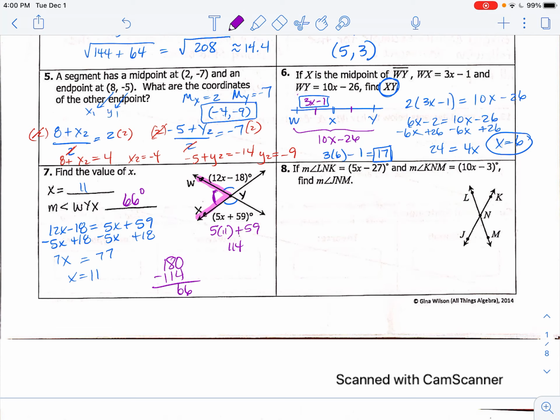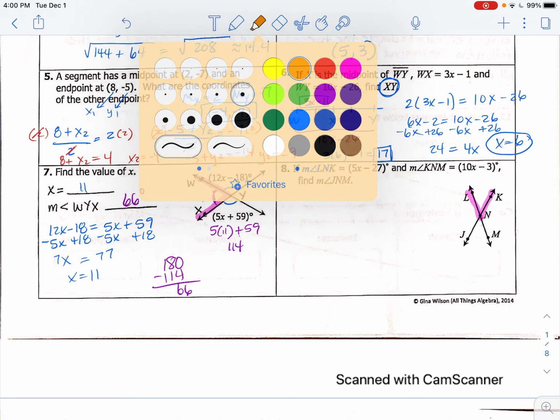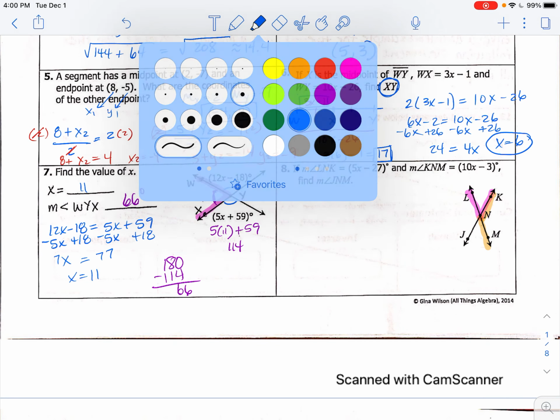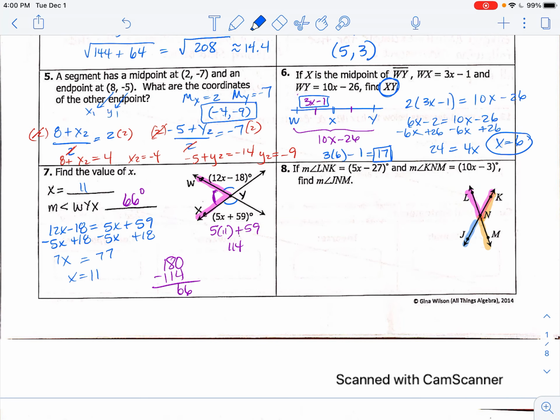All right, number 8. If the measure of L in K, L to N to K, I'm going to highlight so I know what I'm looking at. L to N to K, that's this angle right here. And the measure of K in M, so K to N to M is equal to 10x minus 3. Find the measure of J in M. So what it's asking me for is J in M, this guy down here.